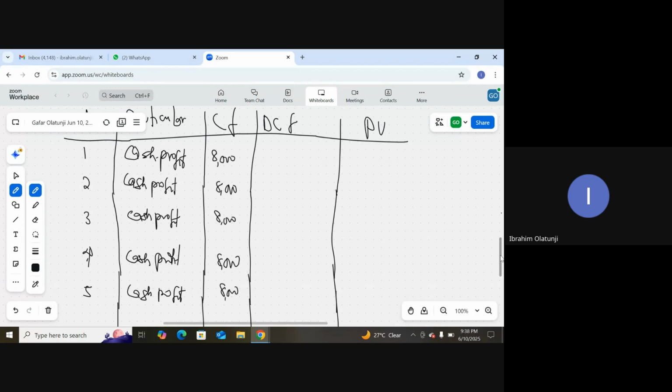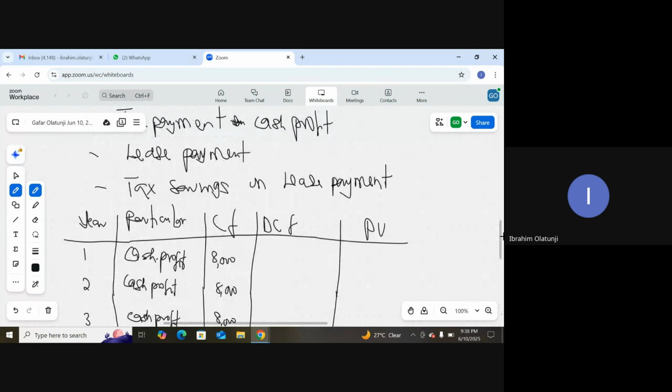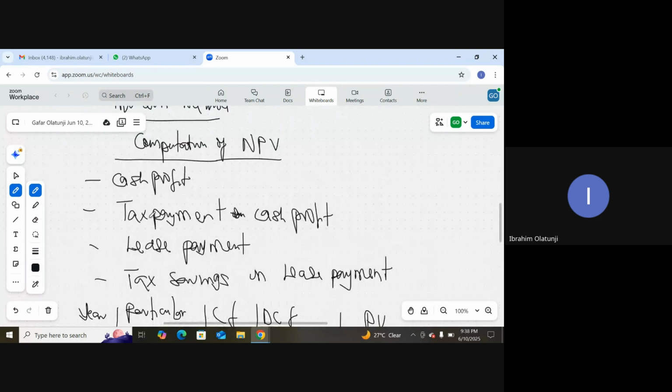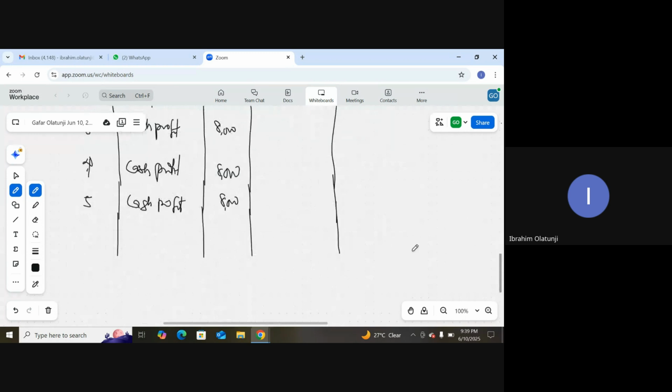Now, after that, you also need tax payment on cash profit. You need tax payment on cash profit. Are you following, please? Yes, sir. So you have tax payment on the cash profit.